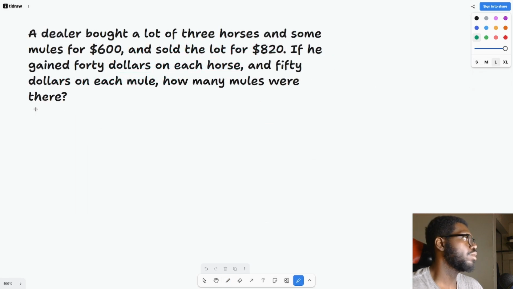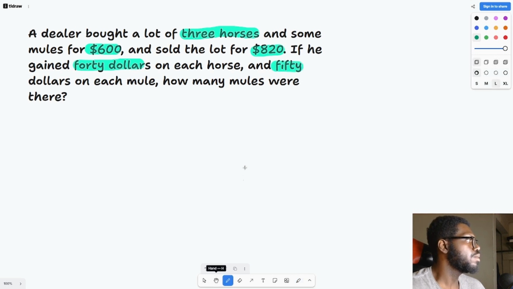In the second problem, we're looking at horses and mules. This problem says the following. A dealer bought a lot of 3 horses and some mules for $600 and sold the lot for $820. If he gained $40 on each horse and $50 on each mule, how many mules were there? So the objective of this problem is figuring out how many mules the dealer had, given that he originally had 3 horses and some mules that he sold for a profit.